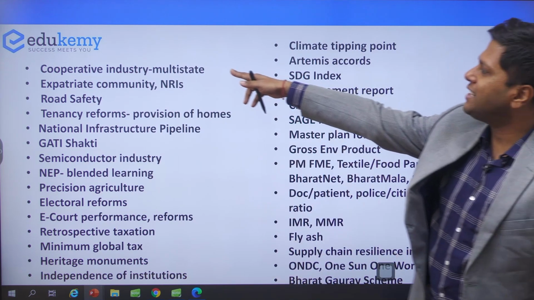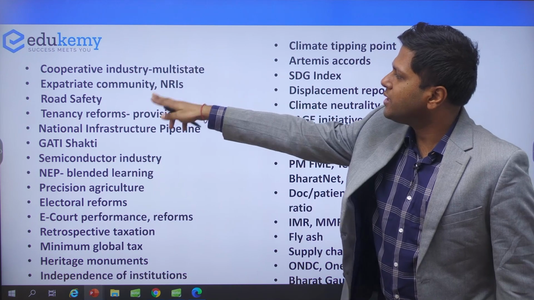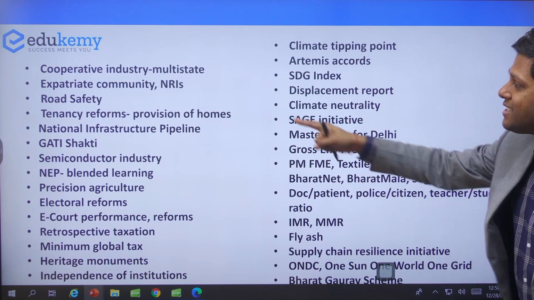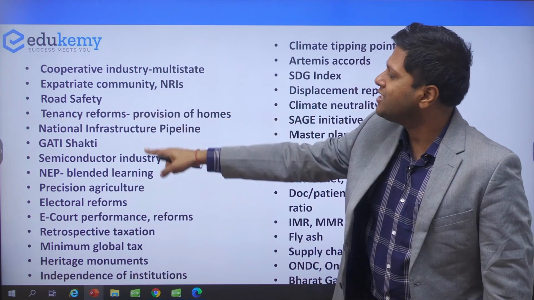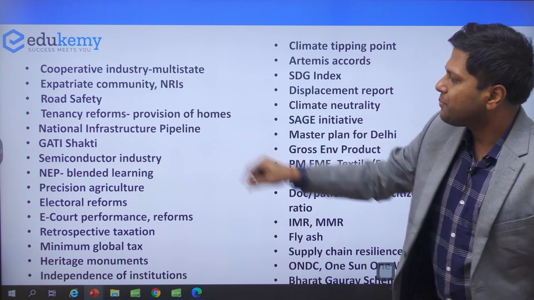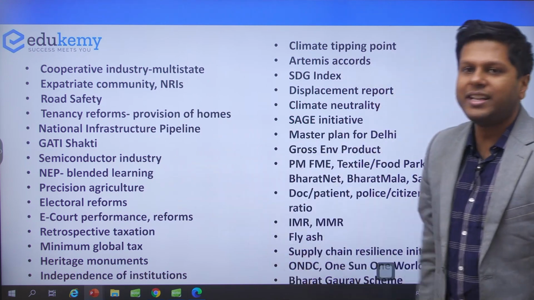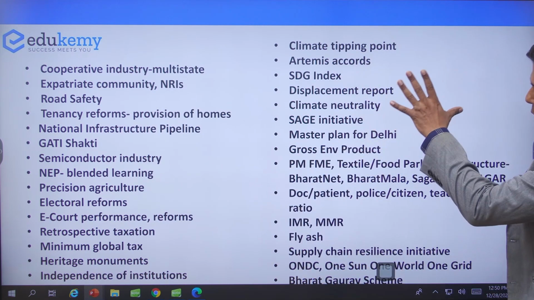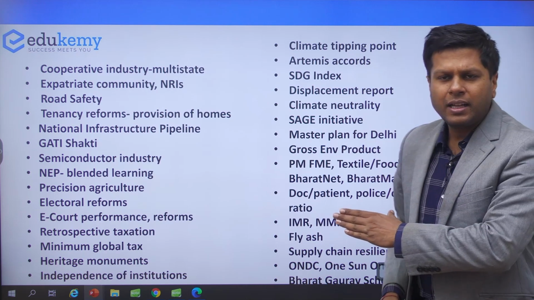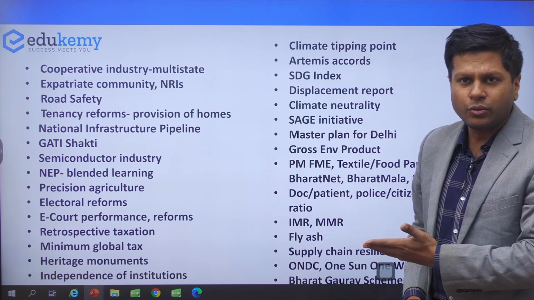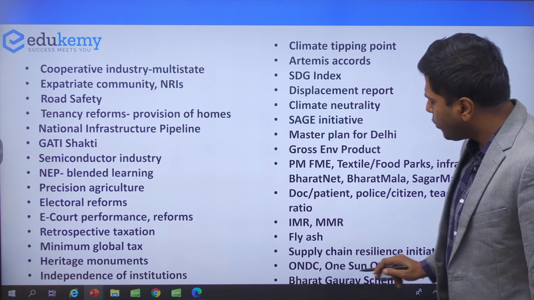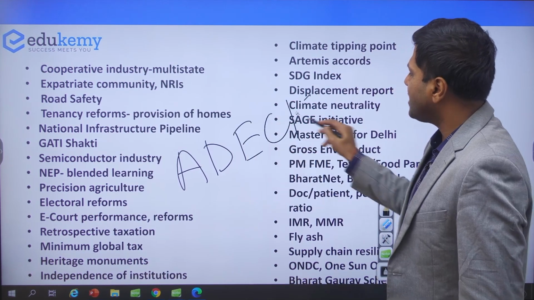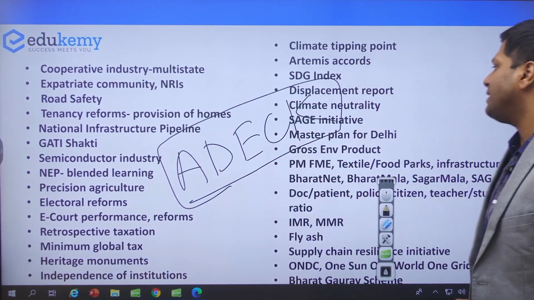Cooperative industry, especially multi-state cooperatives, right? Reforms in them. Road safety, NRI community, right? How they have participated in India's development. Tenancy reforms like the Model Tenancy Act, Gati Shakti, NIP, semiconductor industry, blended learning in these times. Electoral reforms, precision agriculture. See, so these have been the important themes. If you know these themes, no matter what you have not studied will not matter. What will matter is some quick important points of all these themes. A deck, some data, some examples, some cases, some keywords of this, and then you are through, right?